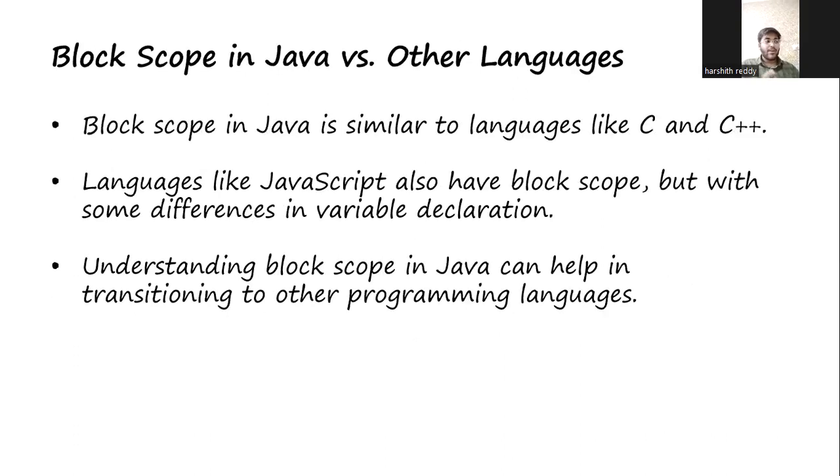Now let us compare block scope in Java versus other languages. Block scope in Java is similar to other languages like C and C++. In other languages also, there are concepts like block scope, for example C and C++. Languages like JavaScript also have block scope, but it is somewhat different in variable declaration compared to other languages. Understanding block scope in Java can help in translating to other programming languages.